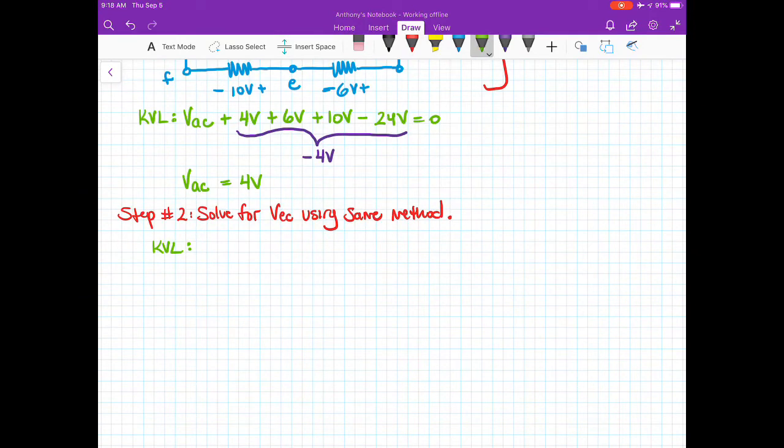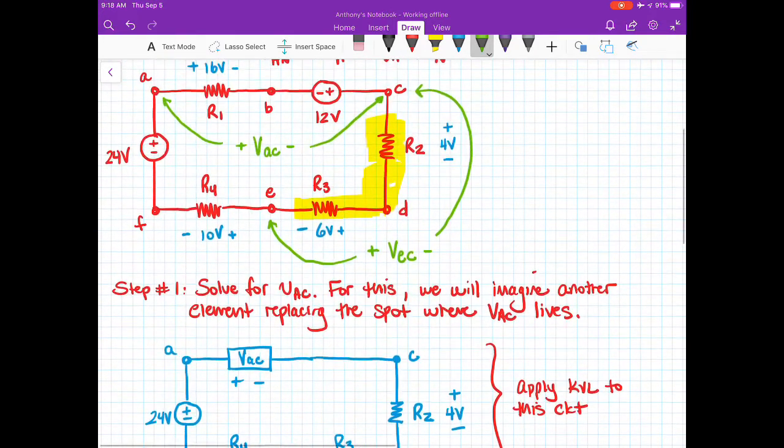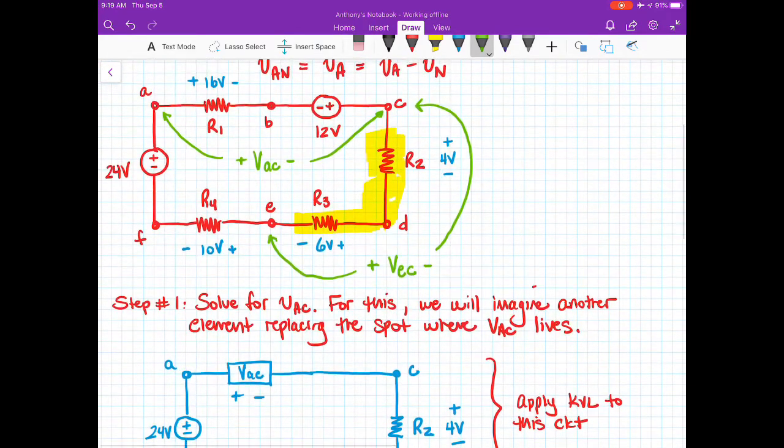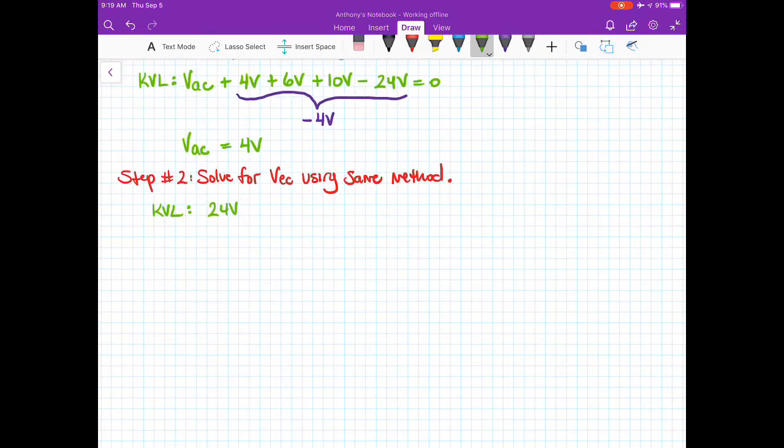All right, so let's do that. So let's write out, again, I'm going to start off with, and for this one, I'm going to do it a little bit differently. I'm going to start off with the 24-volt source, the one right here, and use that as the positive polarity. So 24 volts minus 16 volts plus 12 volts. Again, looking at those two values. So minus 16 volts plus 12 volts.